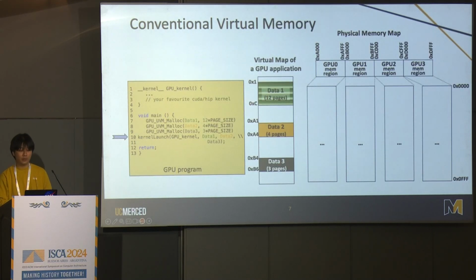Now let's discuss how pages are allocated in MCM GPUs. On the left-hand side, it is a simple GPU program that contains 1 GPU kernel and 3 relevant data arrays.